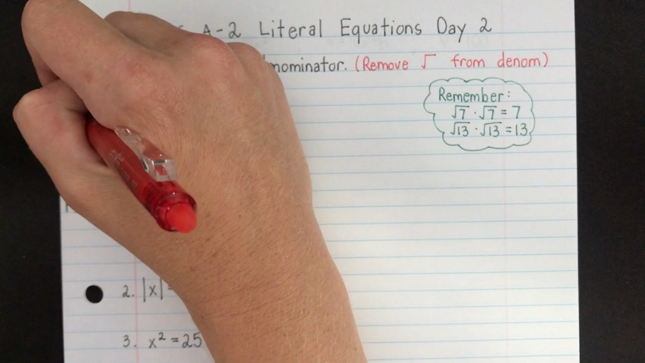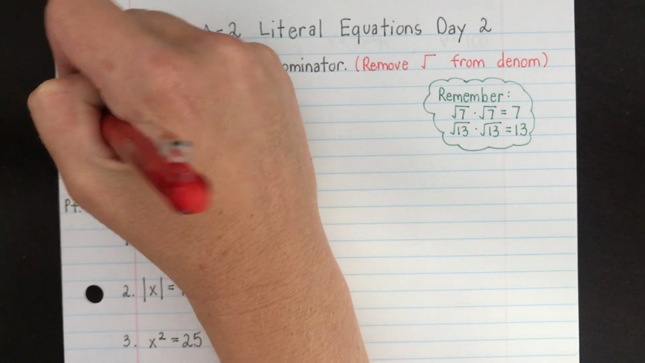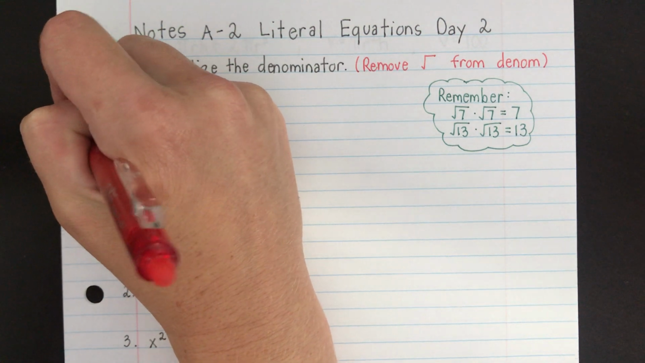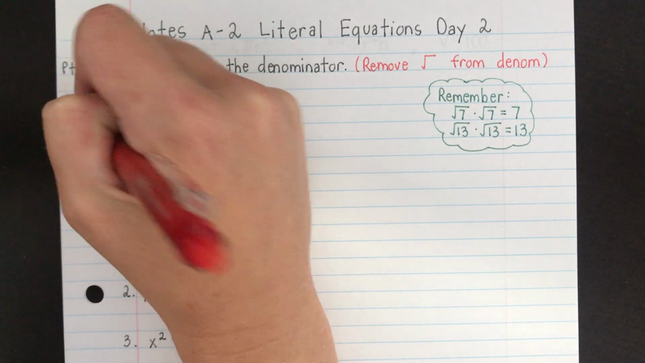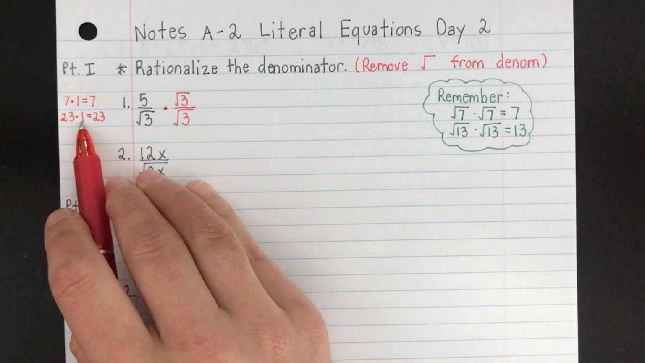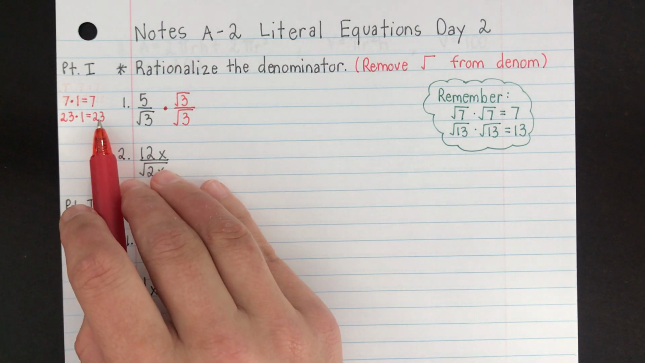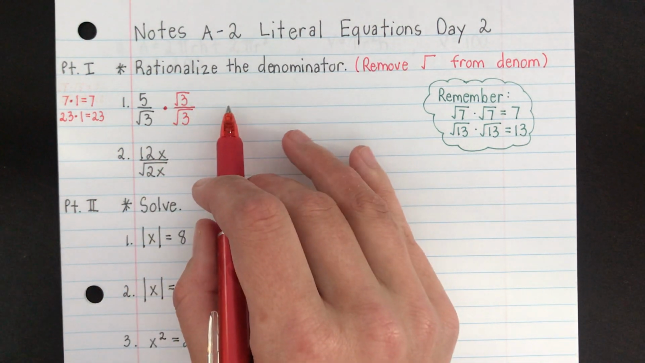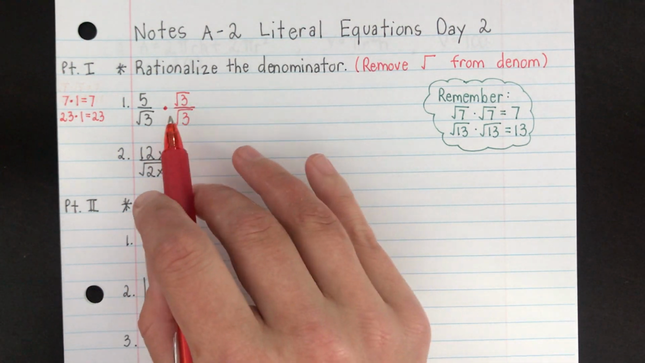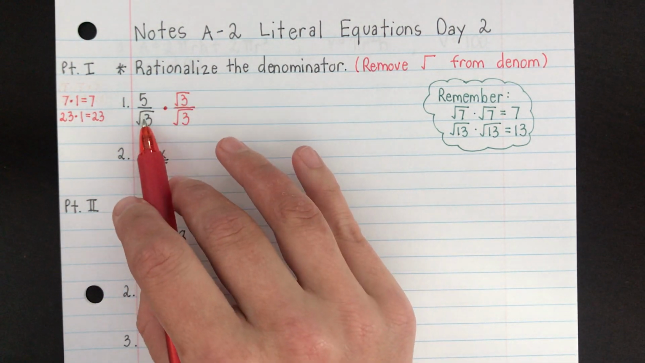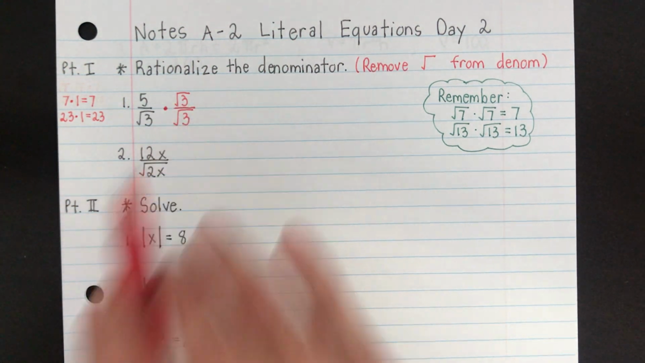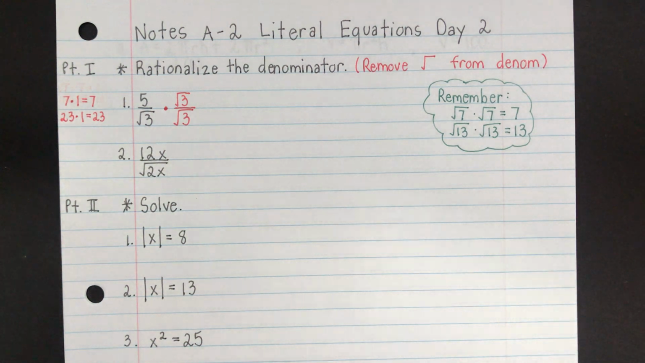Because remember, 7 times 1 is 7, okay? 23 times 1 is 23. My point is, when you multiply a number by 1, the number still stays the same. The value is still the same. Now, I might be changing the appearance, how it looks, but I'm not changing the value of this number here when I multiply by 1. And square root of 3 over square root of 3 is like multiplying by 1.